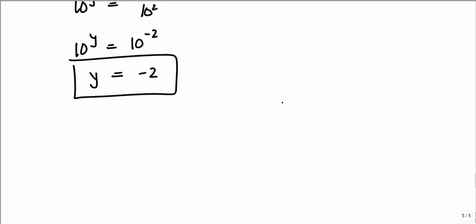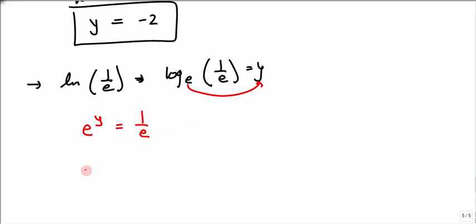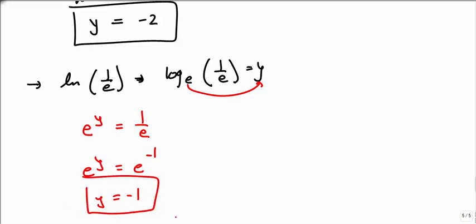Now you're going to run into these with some natural logs as well. So we might have something like the natural log of 1 over e. Okay, well this looks strange because we don't have a base here, but remember this is log base e of 1 over e, we'll say equals y. So when I rewrite this in exponential form, I say e to the y equals 1 over e. Okay, e to the y, well this is the same as e to the negative 1, y equals negative 1. So that should be my solution here, but let's go ahead and double check it with our calculator, natural log.